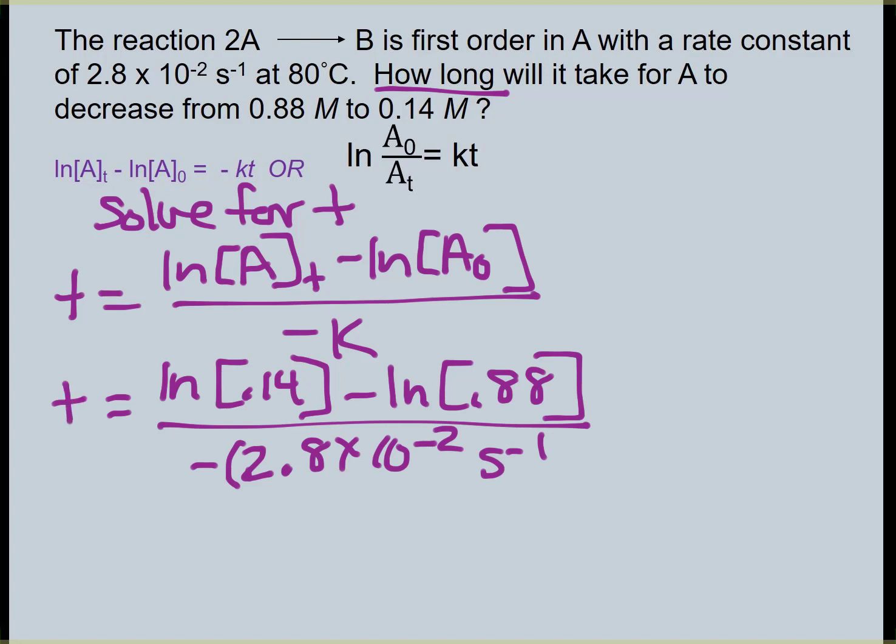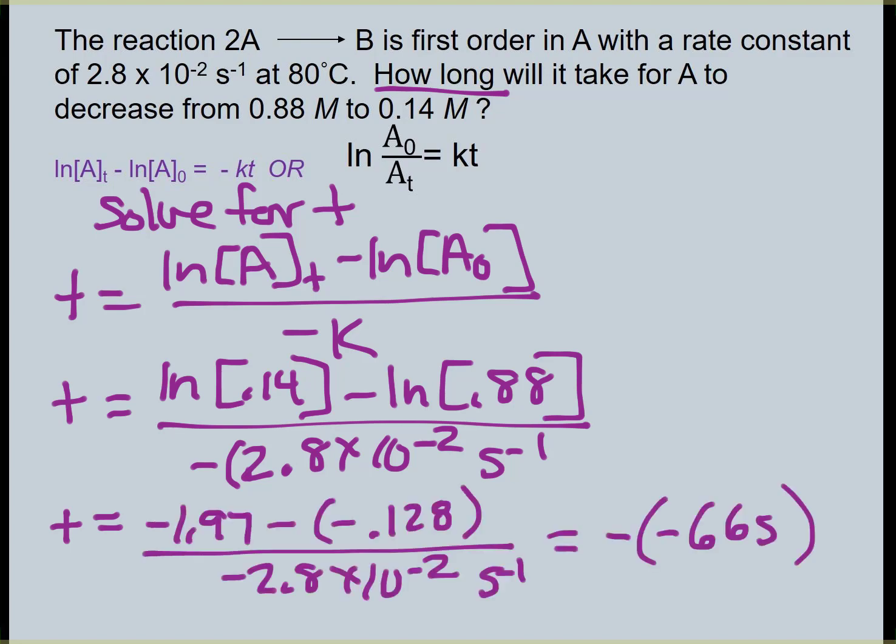Let's go ahead and take the natural log of those numbers. And I get a negative times a negative. So multiplying through, I get 66 seconds. So that's the time that it will take to go from 0.88 molarity to 0.14 molarity.